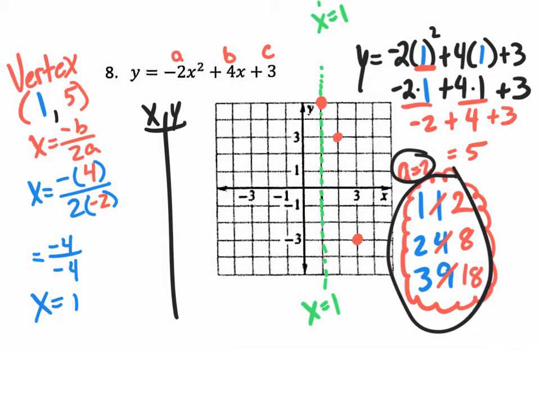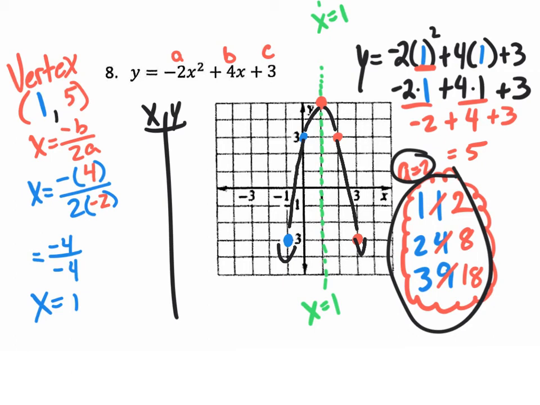And now all we need to do is map those coordinates over to the other side. So put a dot right here, put a dot right there, and guess what? We're done. Put some arrows on it. We're done.